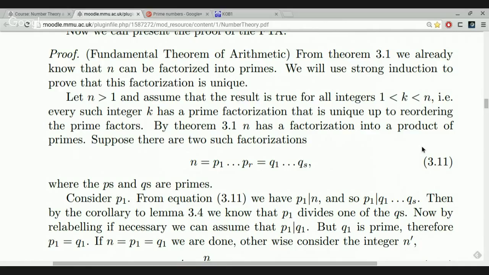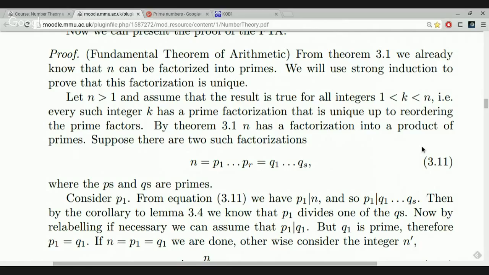Now, we can just suppose that the Q that it divides is Q1. We'll just relabel all the Q's to make the Q that it divides Q1. So whichever prime number P1 divides, we just bring that to the front of the list of Q's. So we'll just assume that P1 divides Q1. But Q1 is a prime number by definition. We said that at the start. It doesn't have any factors apart from one and itself, so it must be the case that P1 and Q1 are actually the same number. P1 equals Q1.